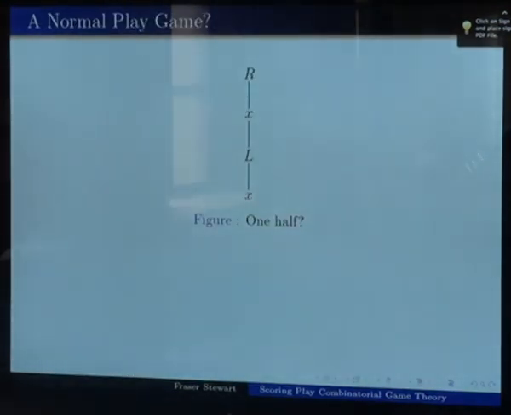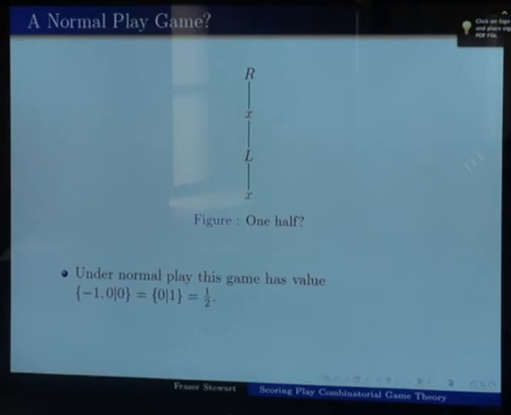So the question is, if we look at a position like this and ask, is this 1/2? So 1/2, what does that mean? Under normal play, if we were playing this position but under normal play rules, in other words we ignore the scores and just say the last player to move is the winner, then this game has value this. So it's -1 0/0, which is just -1 being the dominated option, so it's just 0/1, which is equal to 1/2. We call that 1/2.